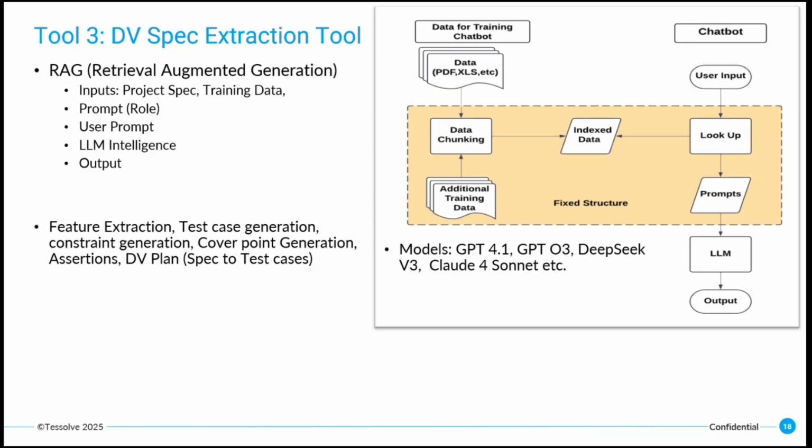So this portion that you are seeing over here is fixed data chunking, additional training data that we want to give for a specific domain. So that is fixed. Index data, that is also fixed. Lookup prompts. Prompts means base prompt, how you want your system to be behaving. That we call base prompts. So when we are migrating from one project to another project, the spec will be different, the top file will be different, but after that the system remains the same and the user does the query.